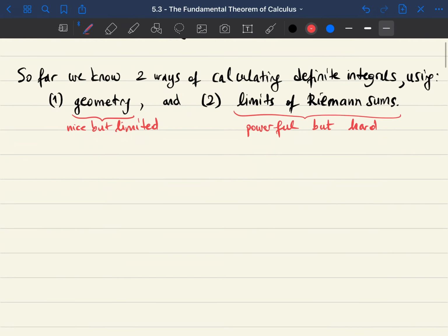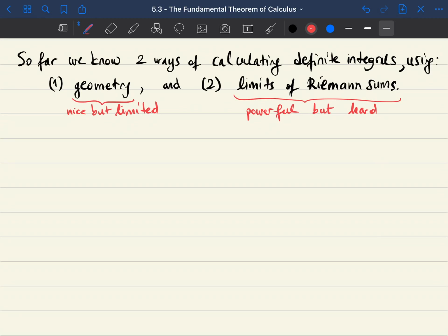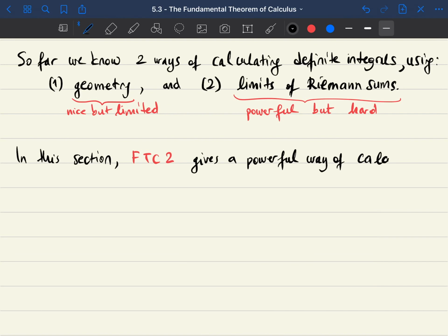So in this section, the fundamental theorem of calculus will give us a very powerful, new way of computing definite integrals. So in this section, the fundamental theorem of calculus part 2 actually gives a powerful way of calculating definite integrals.